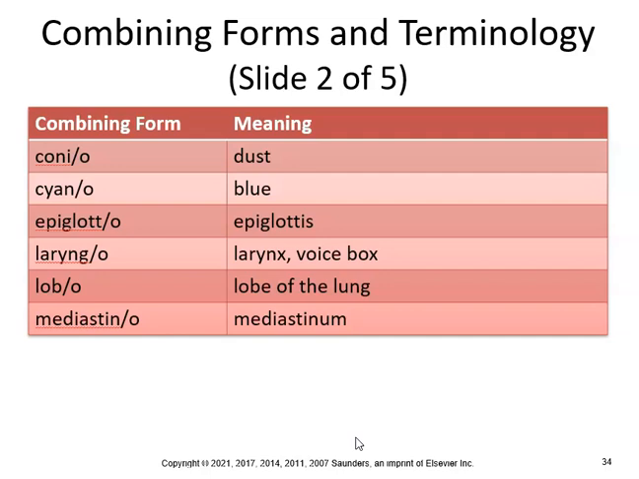Epiglottis is the epiglottis, and epiglottitis would be inflammation of the epiglottis. Laryngeal would be the larynx, so laryngeal pertaining to the larynx. Lobe, lobectomy, removal of the lobe. And mediastinum would be just the mediastinum space.